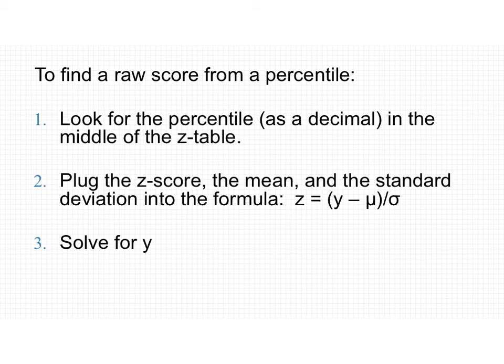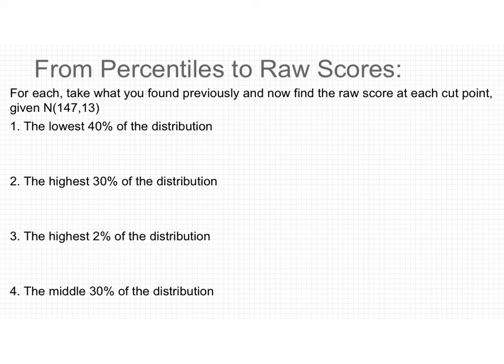So to take that one step further, we want to be able to find the raw score for a percentile. So step 1, look for the percentile as a decimal in our z-table, which we've done. We want to now plug that z-score in. For there, we would have to know the mean and the standard deviation, and then we can solve for our y, which we've done before. So taking the problems that you have done, now given that information, see if you can find the raw score of each of those.